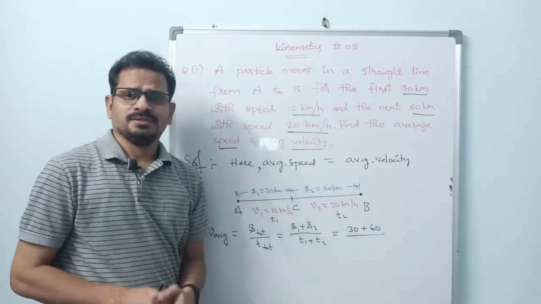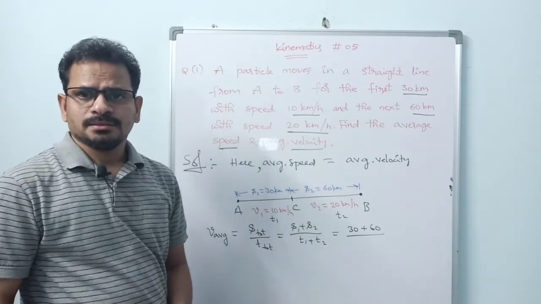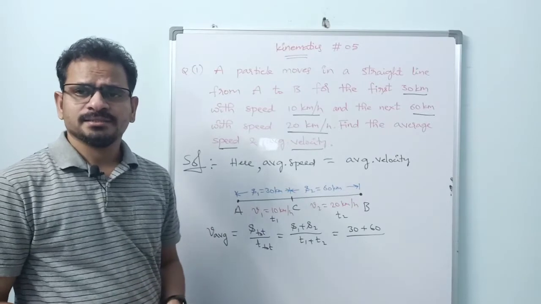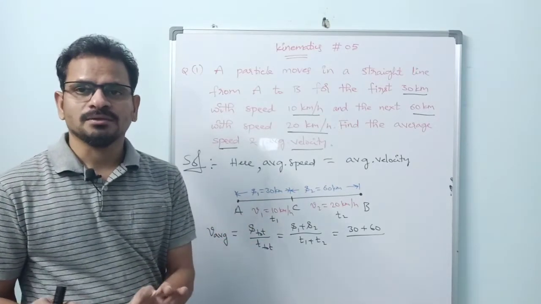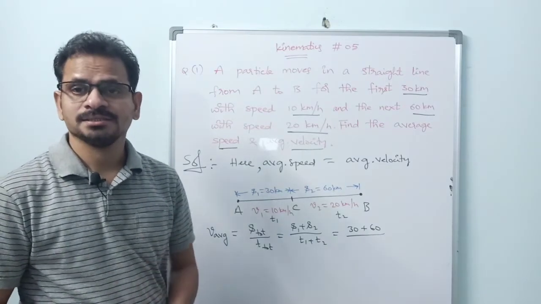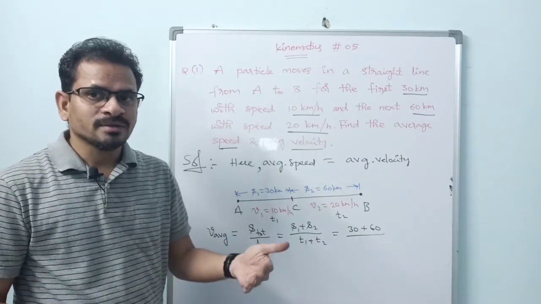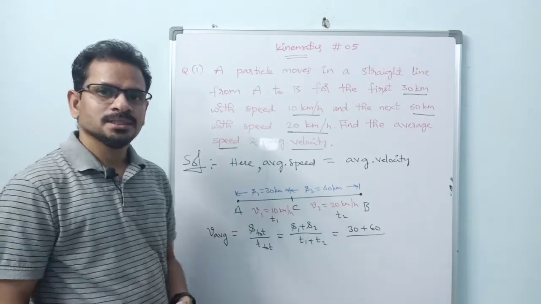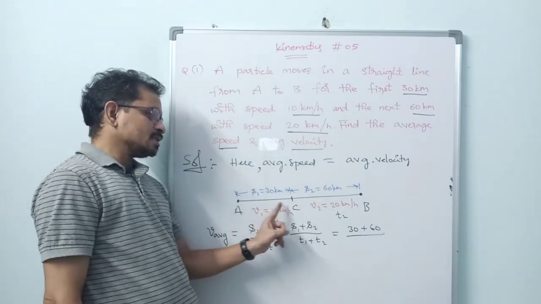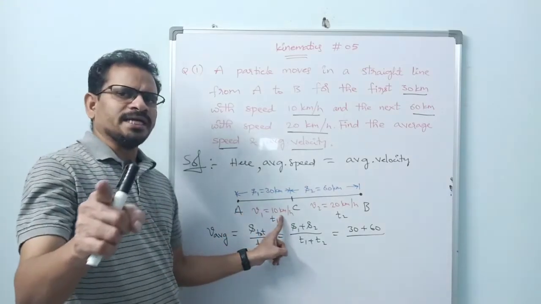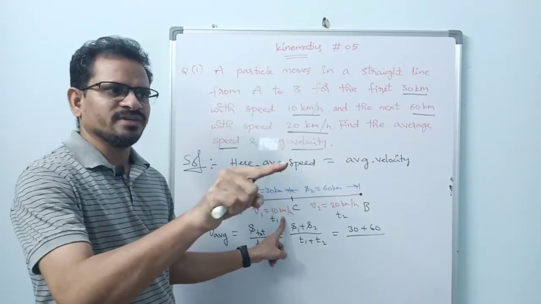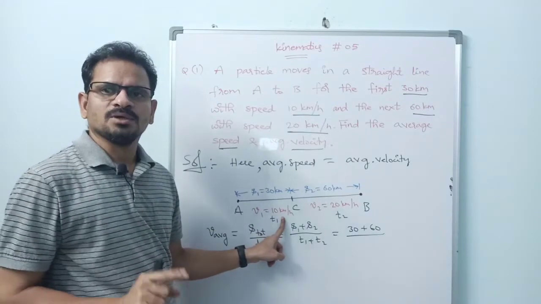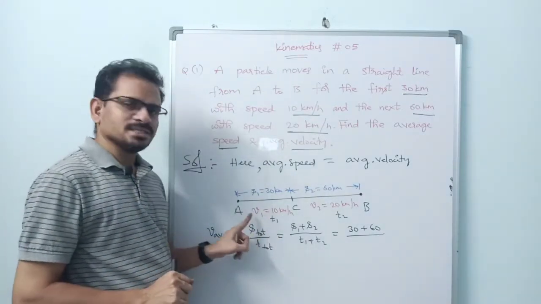In a class of 30 students, when they conducted a test, every student got 80 marks out of 100 marks. Then what is the average? All got equal marks, no? So average is 80 only. So here throughout the journey, the speed is constant. Their entire class, all the students, their marks are constant. Everybody got 80 marks only. Constant marks.